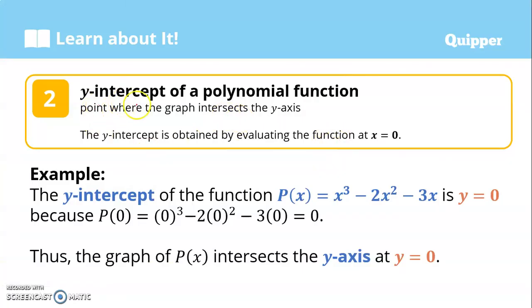So, pag-usapan natin yung y-intercept of a polynomial function. When we talk about the y-intercept, it is obtained by evaluating the function at x equals 0. So, example, the y-intercept of this function is y equals 0 because p of 0, pag isubstitute mo yung 0 na x. Kung 0 ang x, ano yung magiging y? Substitute natin yung 0 dyan sa lahat ng x, and solving that, it gives us 0. So, for this polynomial function, the y-intercept is y equals 0.